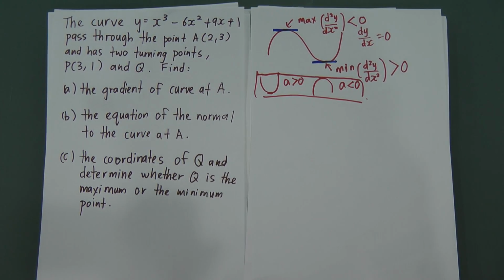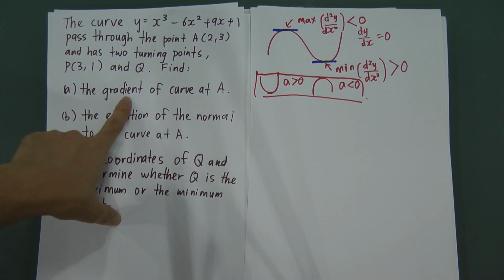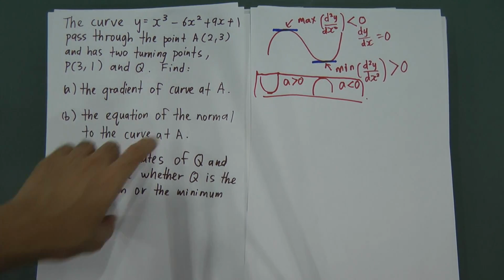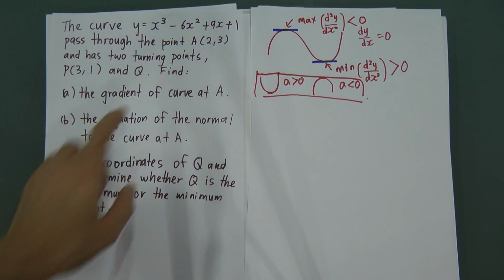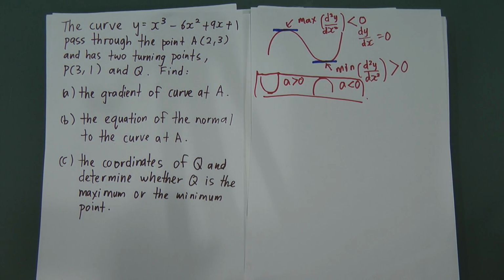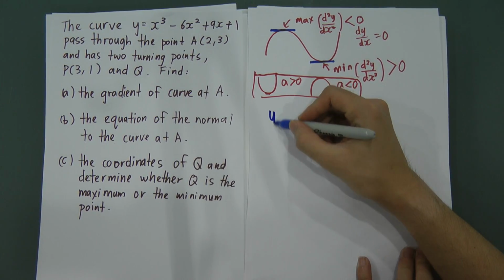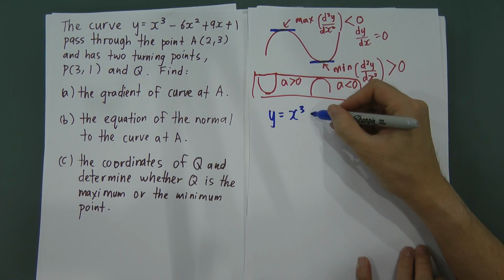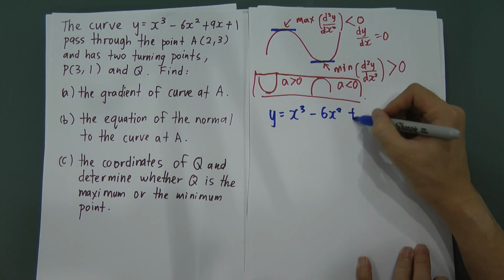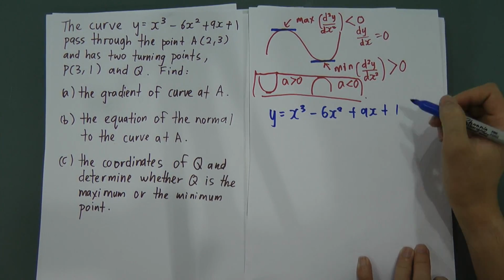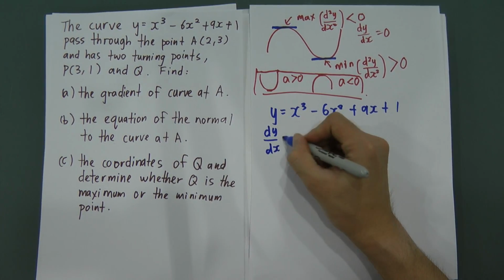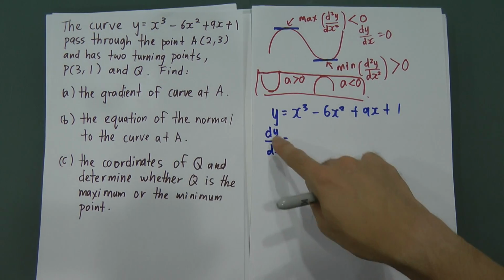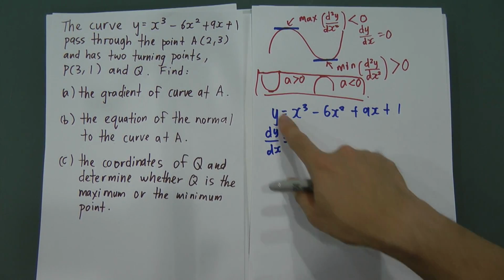Now we go to the first question. It asks us to find the gradient of the curve at A. To find the gradient, you just need to differentiate your graph. This is very simple. I just write the equation here: y equals x cubed minus 6x squared plus 9x plus 1. So I differentiate y with respect to x, that is dy/dx. When I differentiate this, I can get the gradient of the curve.